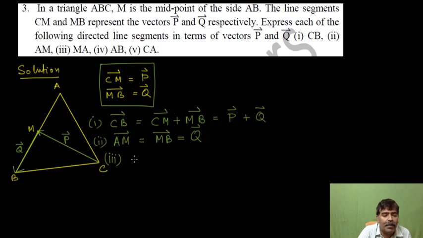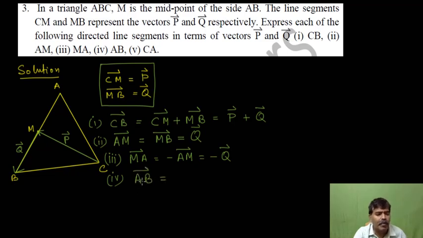Anyway, what is MA? So MA is minus AM, right? Naturally, M to A is basically minus AM. So that's minus Q. Okay, then 4 is AB, right? What is AB? A to B is basically twice of MB, so that's twice Q.